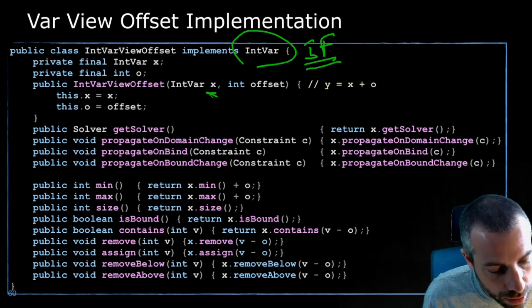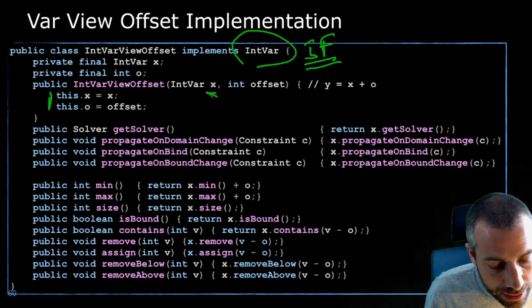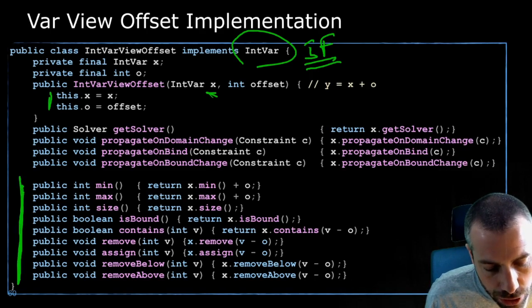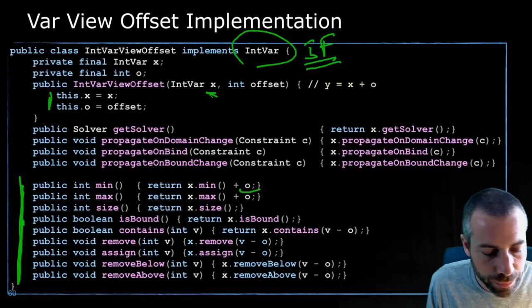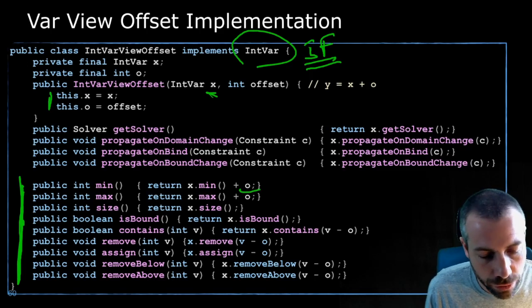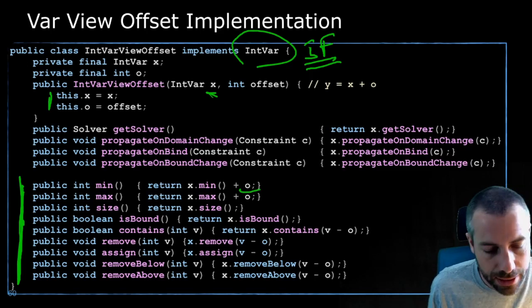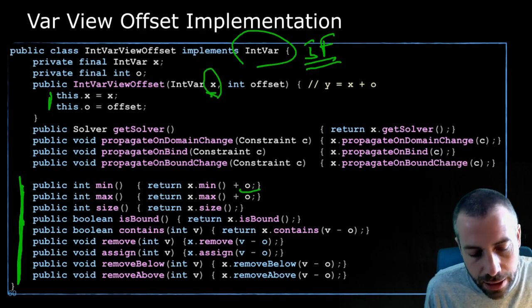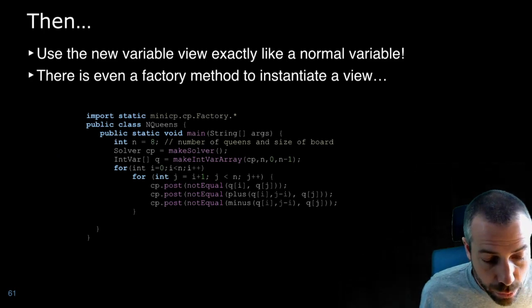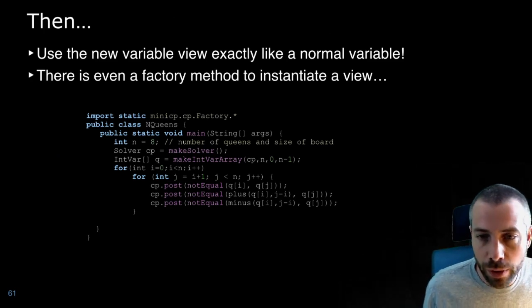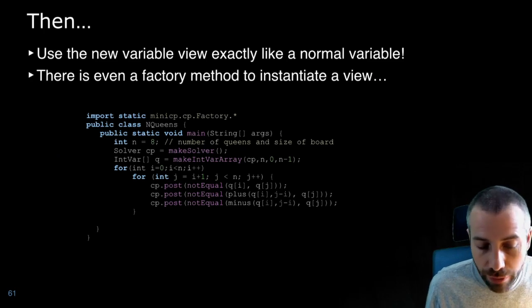And so we will store the variable x and the offset, and we will simply delegate, just as I've shown before, all the methods. So if you ask the minimum, I return the minimum of x plus o. If you ask the maximum, it's the maximum of x plus o, and the same for all the update operations. So this is really a delegation on the variable x. And again, it's compositional, since we are only dealing with interfaces here, and this is also implementing the interface. Okay. So then we are able to use a variable view exactly like a real variable, okay?